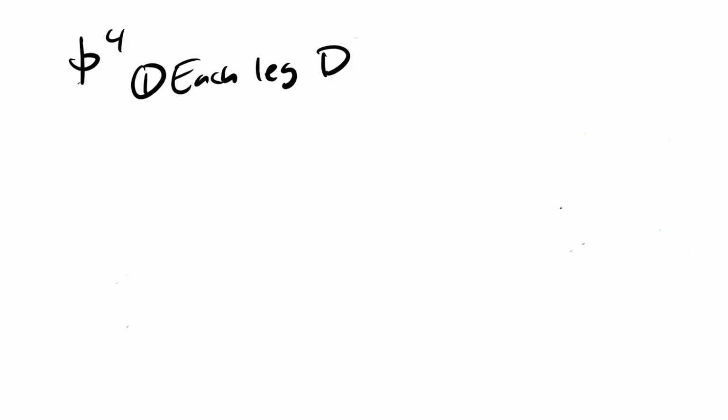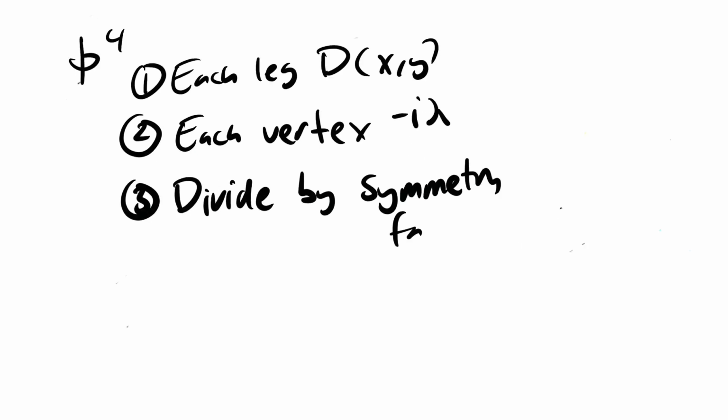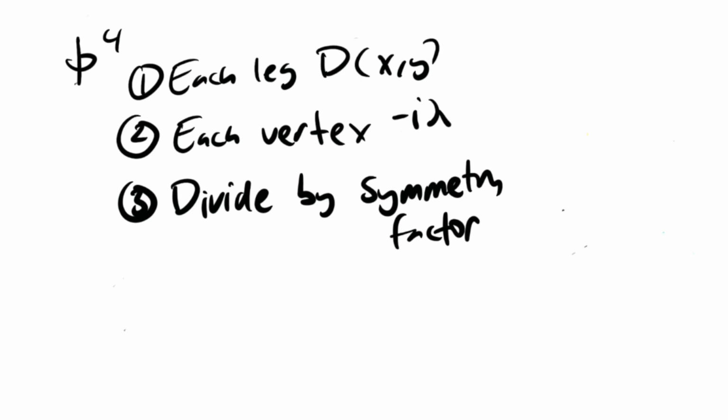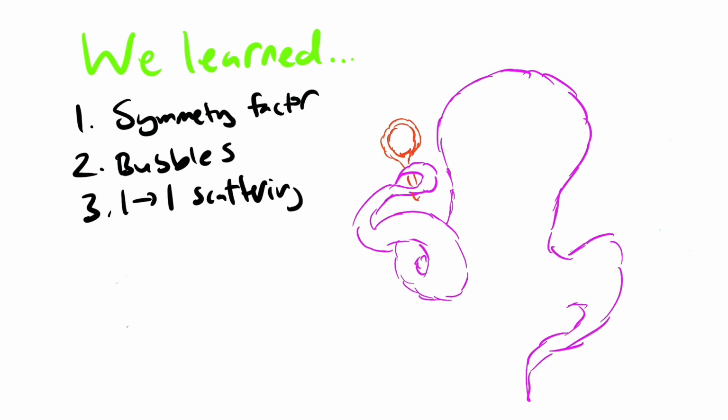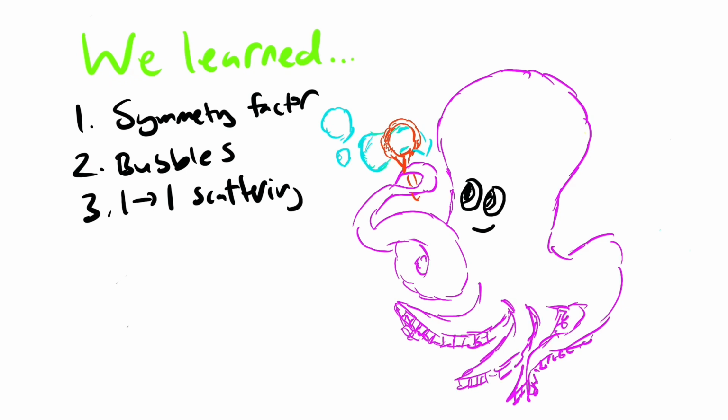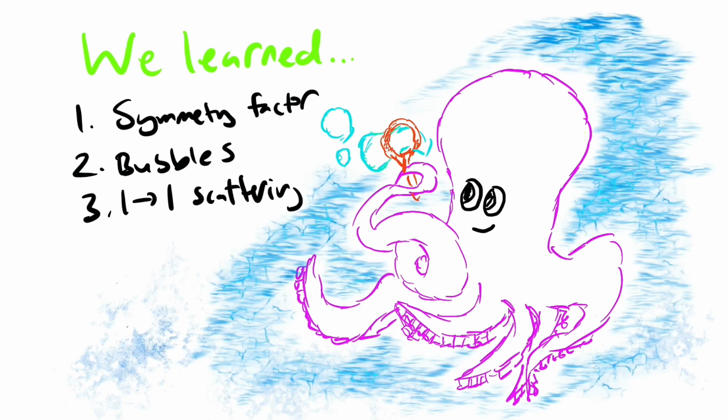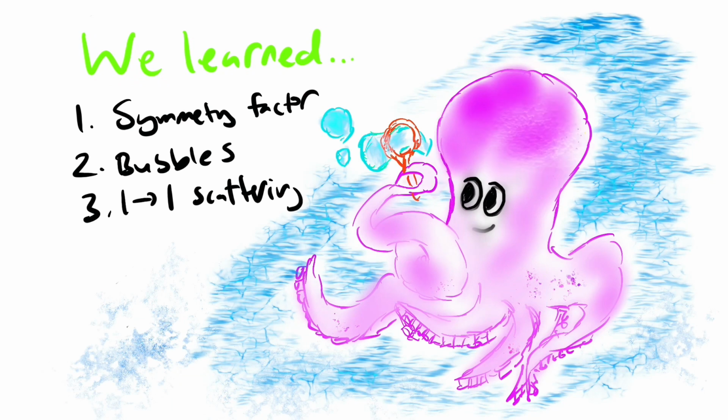So now we can update the rules we derived for the phi-4 theory. Each leg corresponds to a propagator, and each vertex corresponds to minus i lambda. We can just ignore the 4 factorial and include it when we divide by the symmetry factor. In this video, we learned how to calculate the symmetry factor of Feynman diagrams, and how to draw bubble diagrams. We also looked at the diagrams for 1-to-1 scattering. In the next video, we'll update the Feynman diagrams once more, when we connect the time-ordered correlation functions with the S matrix.